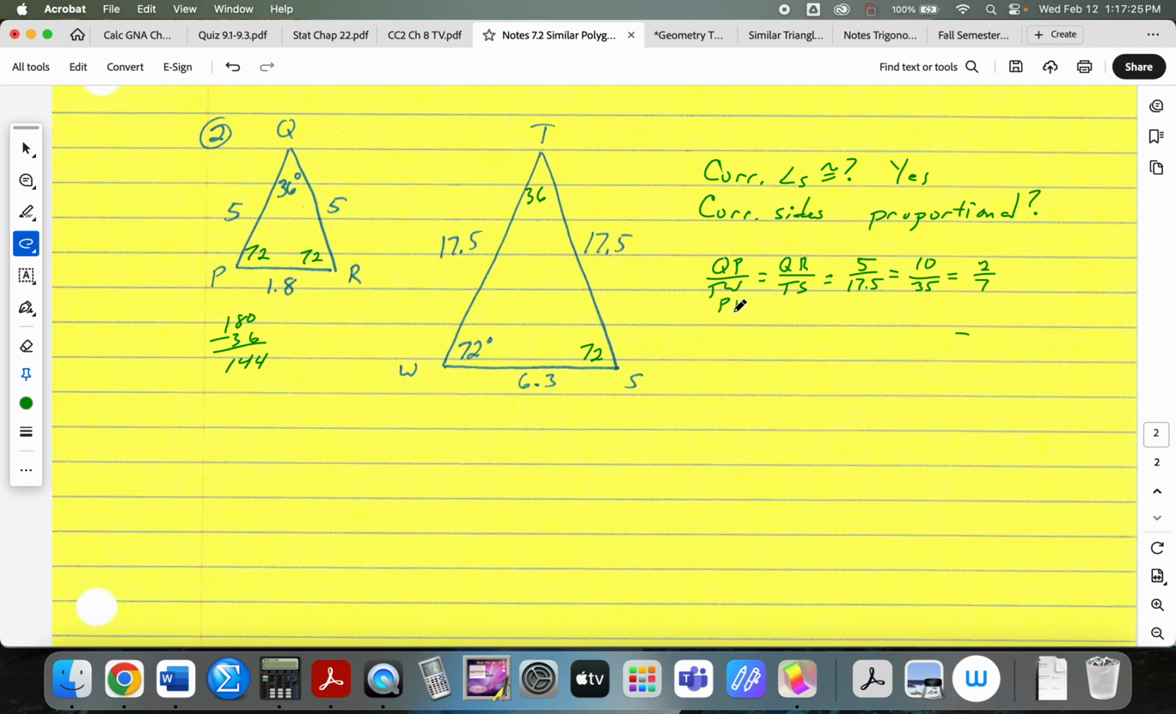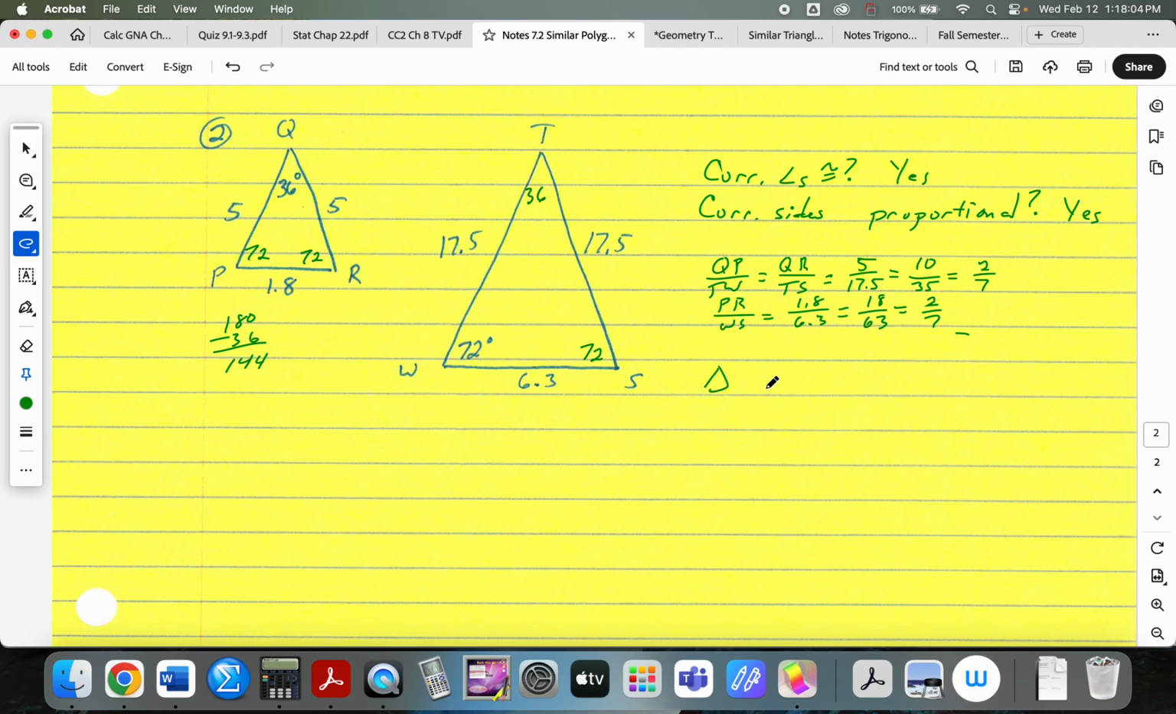And then we'll check the short sides, PR to WS, is 1.8 to 6.3. Now, doubling isn't going to work so well for that, is it? But if you multiply them both by 10, you get rid of the decimal just as nicely. So it'll be 18 to 63, both of which are divisible by 9. That's 2 to 7. So yes, the corresponding sides are proportional.